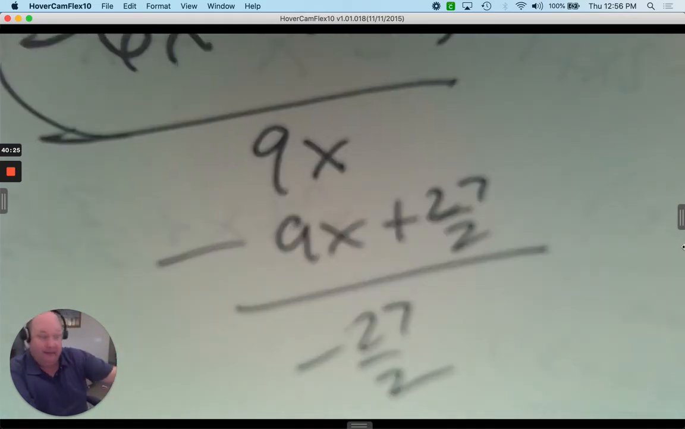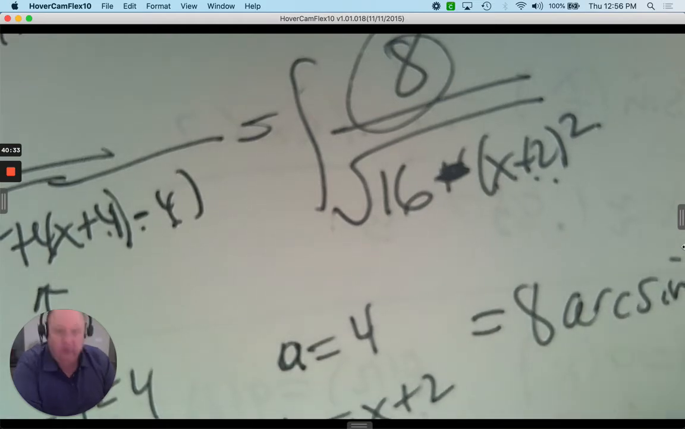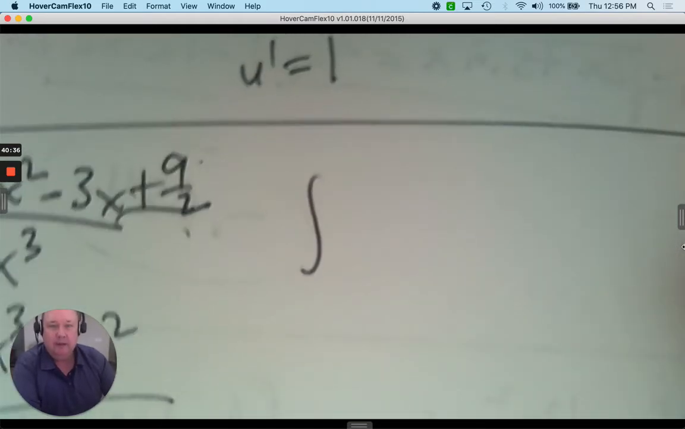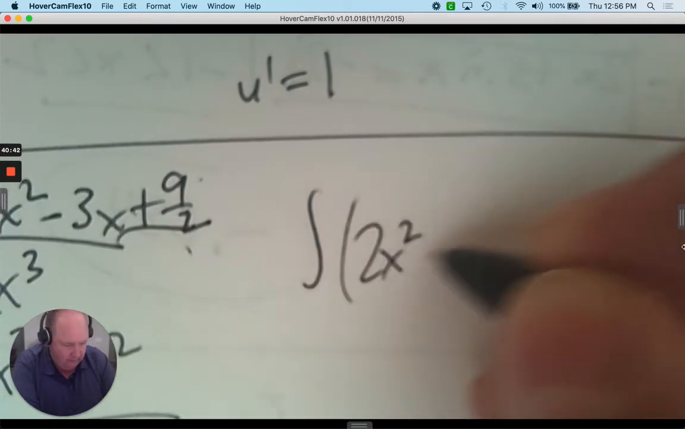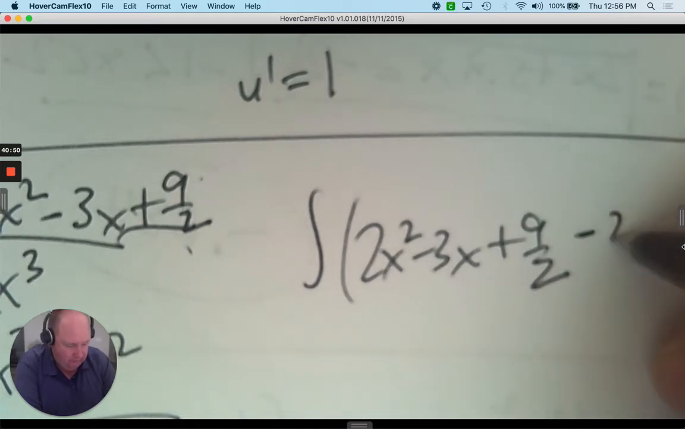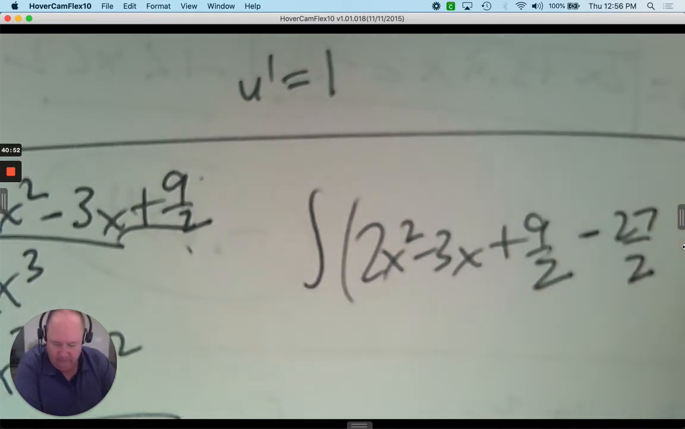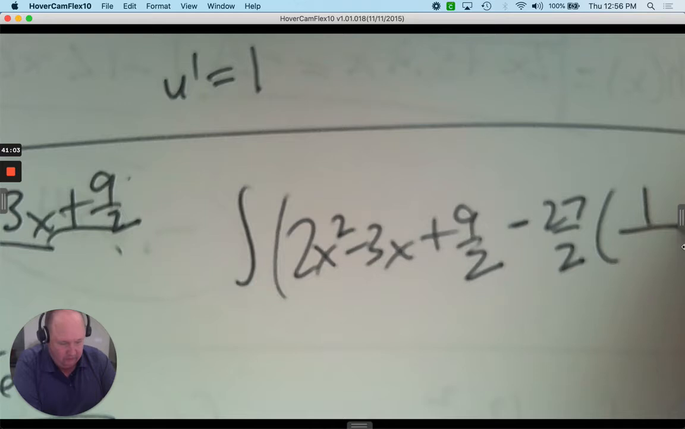All right, let's go back now to the beginning and put it all together. So now what am I integrating? There I am. All right, now I'm integrating the answer. So that's 2x squared minus 3x plus 9 over 2. And then the remainder is 27 over 2. And whatever the remainder is, in this case it's 27 over 2, you would put that number over the divisor.